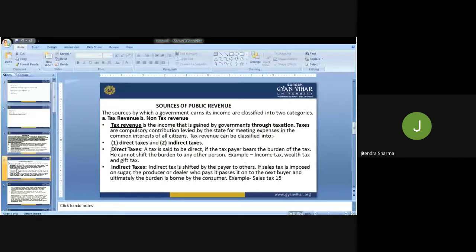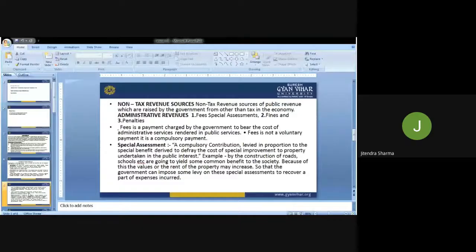Now tax revenue. The first one we discussed, under which we have two categories: direct taxes and indirect taxes. Now the non-tax revenue sources. Non-tax sources of public revenue are those raised by the government other than tax in the economy: administrative revenues such as fees, special assessments, fines and penalties. These three things come under the category of administrative revenue, which we also call the non-tax revenue source.